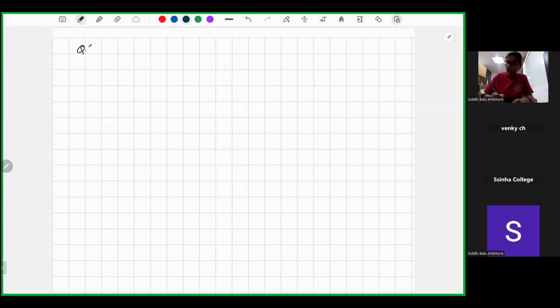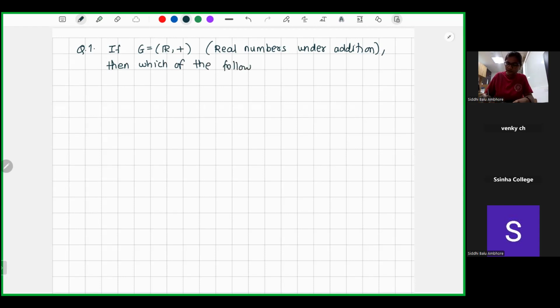Question 1. If G is R plus, that is, real numbers under addition, then which of the following is isomorphic to G mod Z as groups?